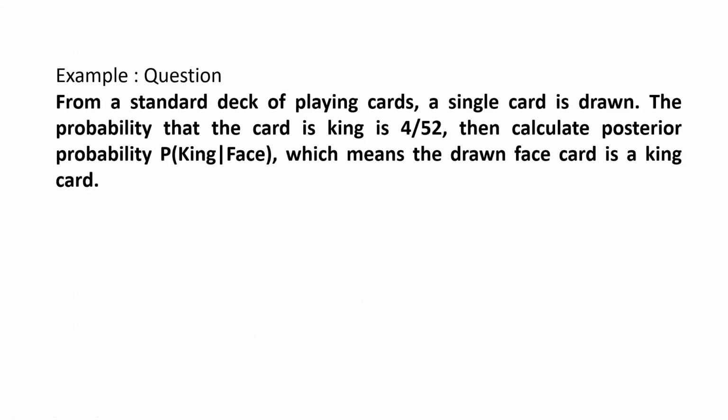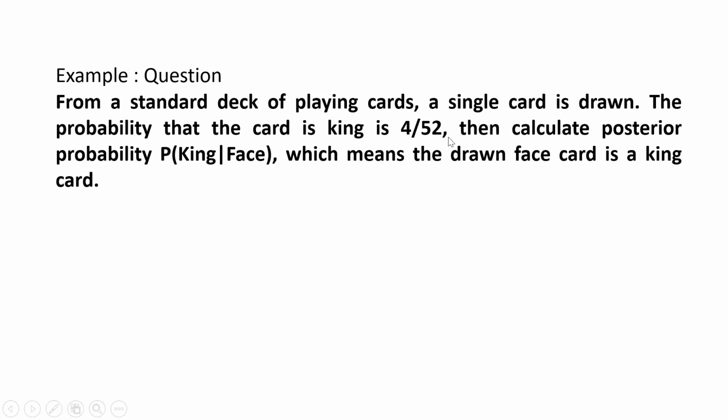So this is an example. Try it on your own if you have understood this. From a standard deck of playing cards, a single card is drawn. The probability that the card is a king is 4 by 52. Then calculate the posterior probability, P(king | face card), which means the drawn card is a king card. So what we have to find is P(king | face card), right? Which means the face card that we pick should be a king card. So we have to find this probability.